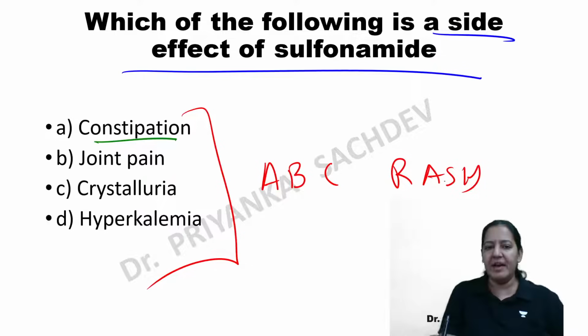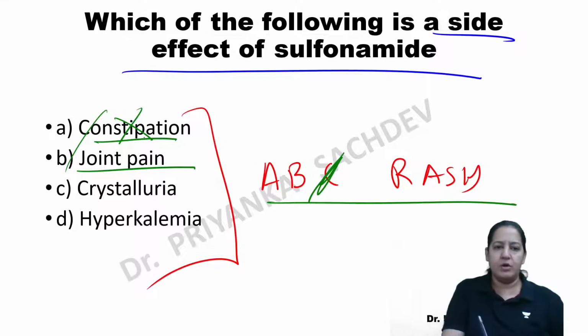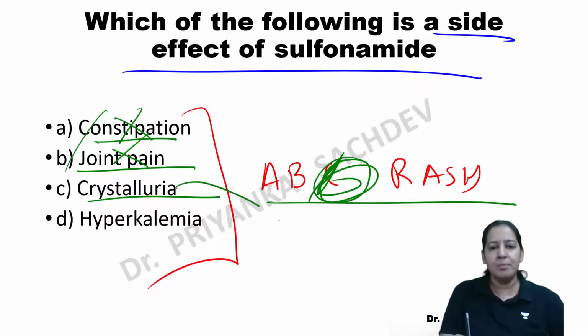Is constipation coming here? C is crystalluria, not constipation. No, it is not the answer. Is joint pain coming in the mnemonic? No. Crystalluria? Yes. Here C is crystalluria. So my answer is crystalluria.